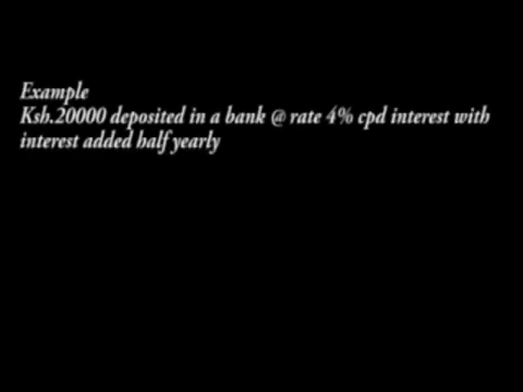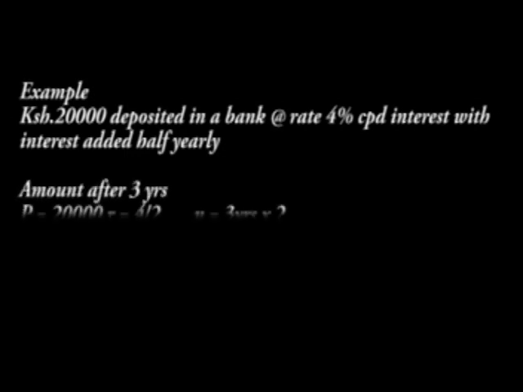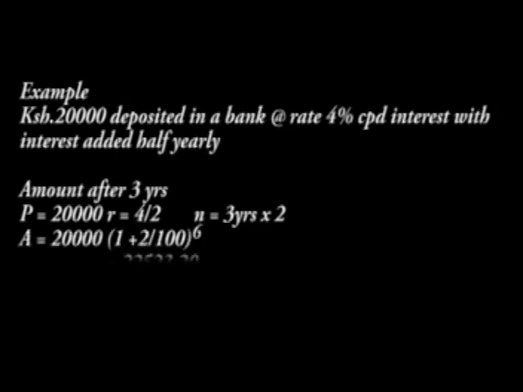For example, Kenya shillings 20,000 deposited in a bank at a rate of 4% compound interest with interest added half yearly. The amount after 3 years will be P is equal to 20,000, R is 4 over 2, N is 3 times 2. Therefore, applying the formula, we have the amount as 22,523.20.